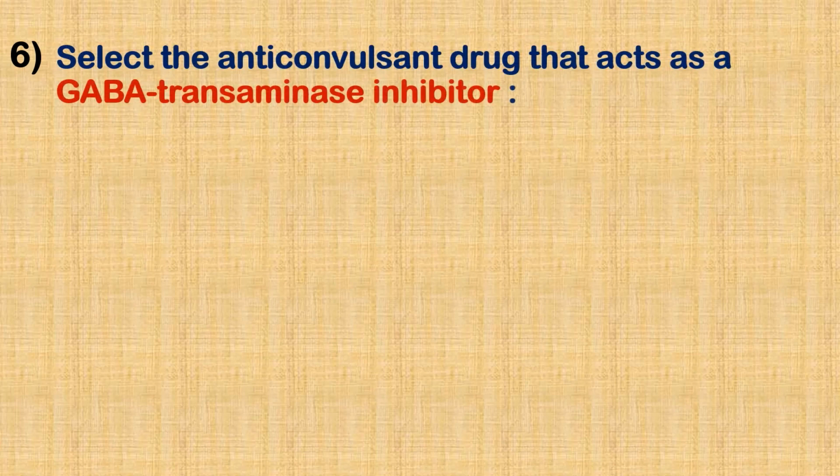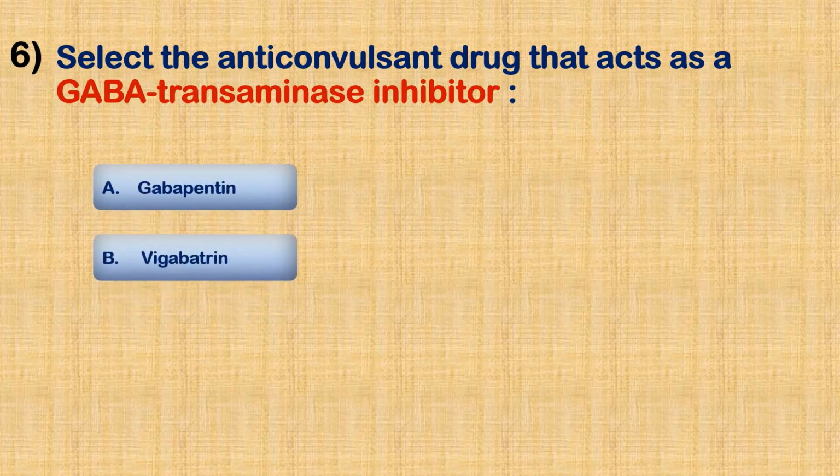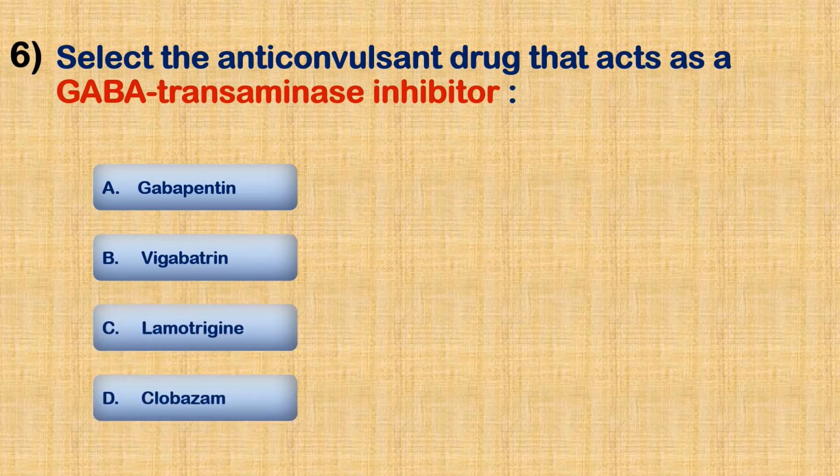Moving on to the sixth question. Select the anticonvulsant drug that acts as a GABA transaminase inhibitor. The options are option A gabapentin, option B vigabatrin, option C lamotrigine and option D clobazam. So here GABA transaminase is the enzyme which degrades the GABA. So by inhibiting this enzyme, we can increase the synaptic GABA concentration. So the drug acting via this mechanism, that is by inhibiting the GABA transaminase, is option B, vigabatrin.